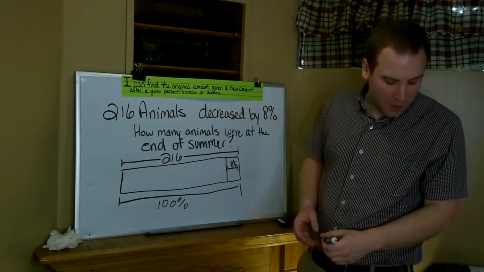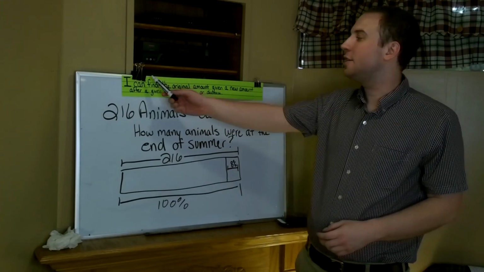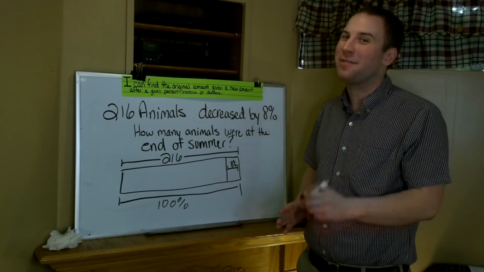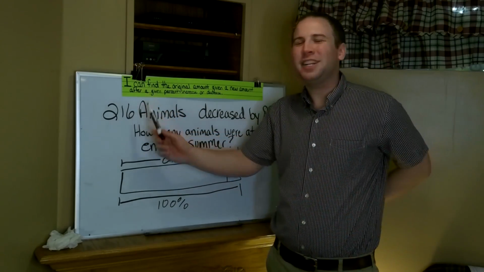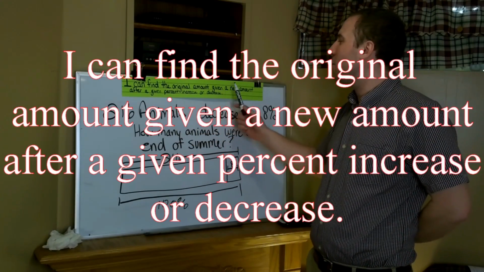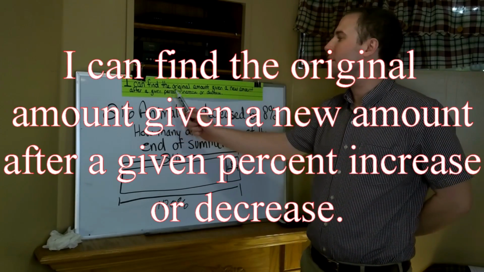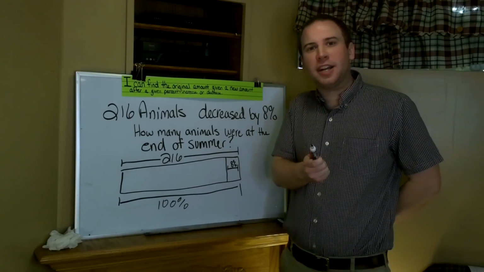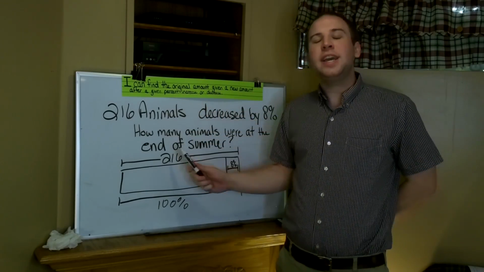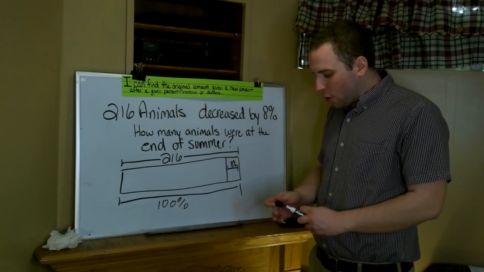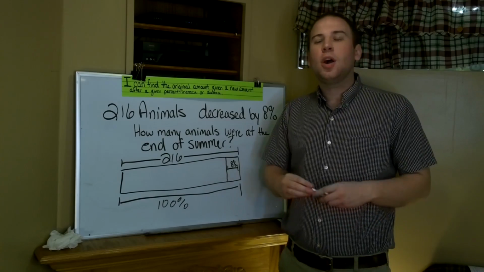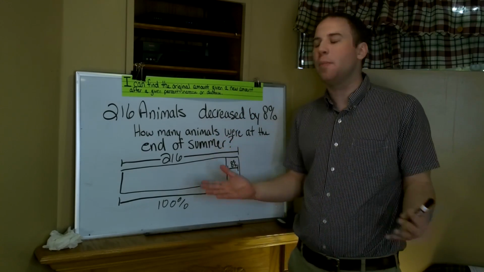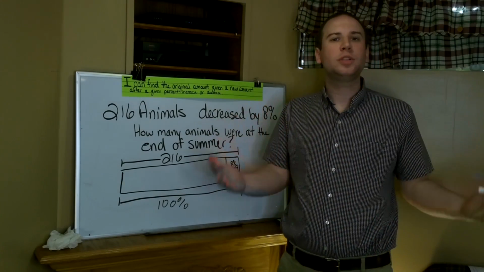Let's go ahead and review our objective today. Open up your math notebooks to a clean sheet, and write today's date. Your objective today is: I can find the original amount given a new amount after a given percent increase or decrease. It's the same objective, but I know that for many of you, when looking at a word problem, drawing a picture can always help in explaining how we solve this.